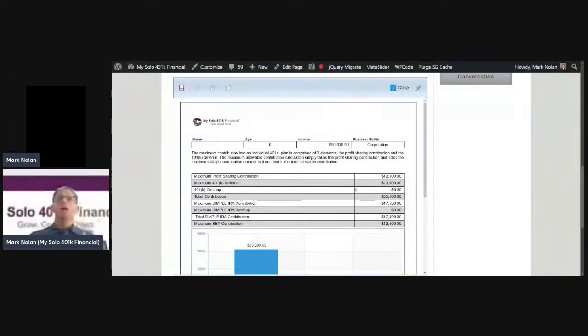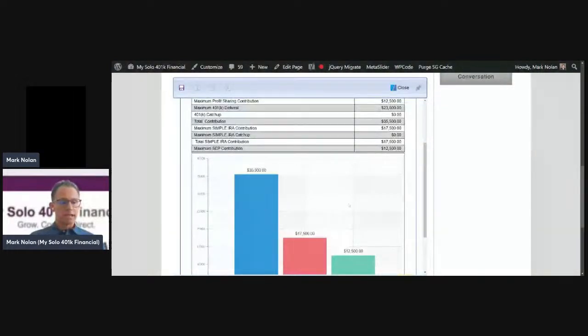Okay, so those were the examples I wanted to go over with you today regarding the Mega Backdoor Roth Solo 401k contribution for an S corporation, C corporation, or an LLC taxed as an S corporation.